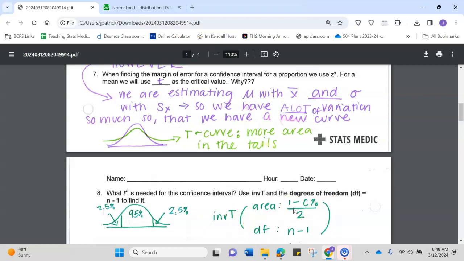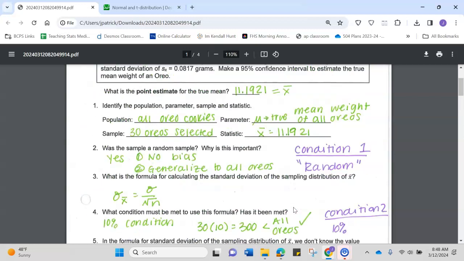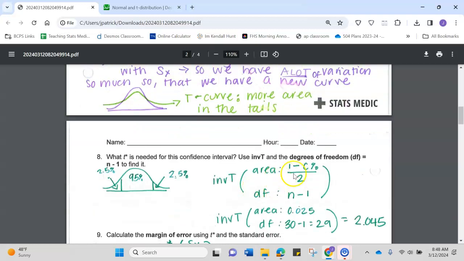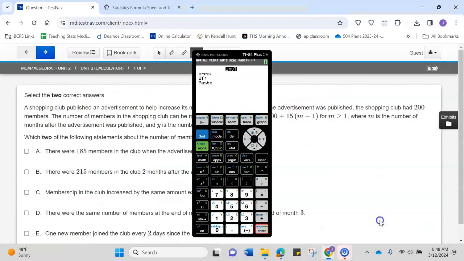Since we wanted to create a 95% confidence interval right here, we're going to do 1 minus 95%, which is 5%. Divide that by 2, we get 2.5%. Convert that to a decimal, 0.025. And the degree of freedom will just be 29. So let me show you what that looks like. You can follow along.